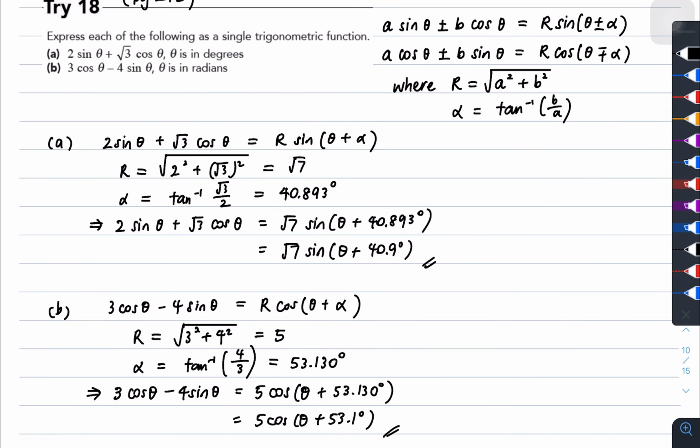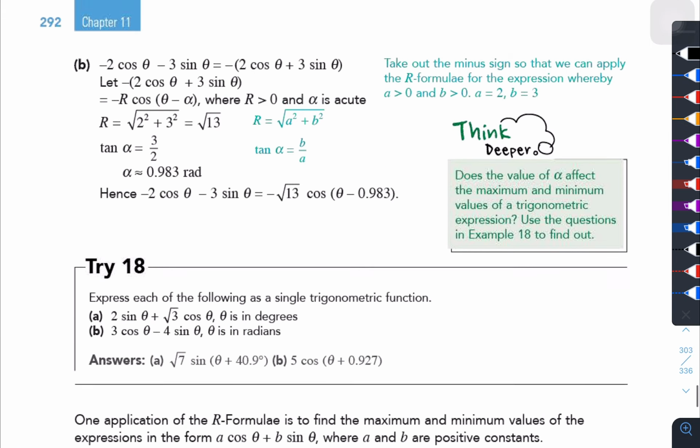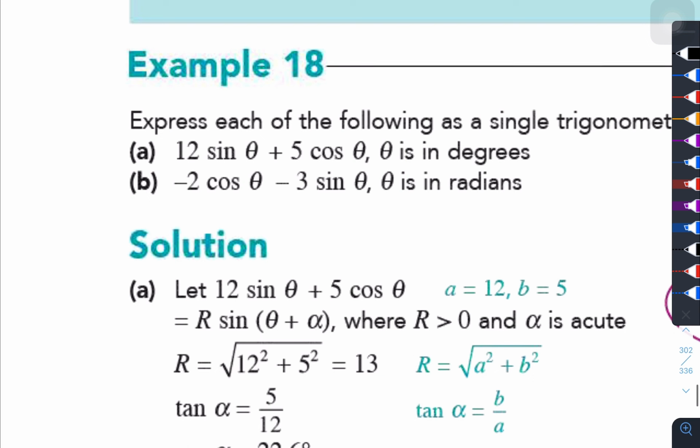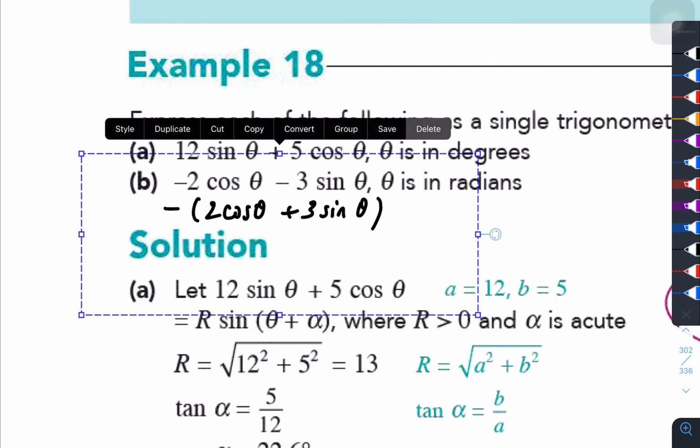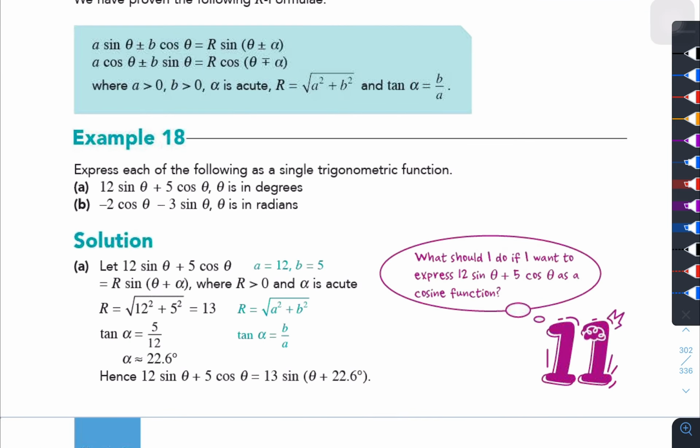Now if we look at example 18, there was one question with a negative in front and at the back. We have this one, example 18b, where you have a negative 2 in front and a negative 3 over here. We cannot apply the R formula if both these numbers are negative. Normally it will be both positive, or one positive and one negative. So for this case, what we need to do is a bit special. We need to factorize the negative out before doing the R formula inside the bracket. This is the advice: normally the leading term must be positive. Okay, so this is for example 18.